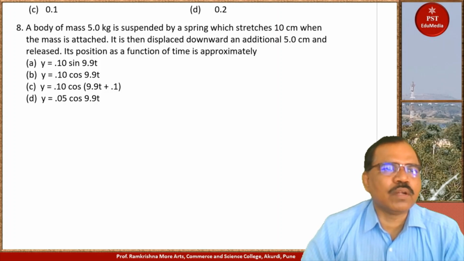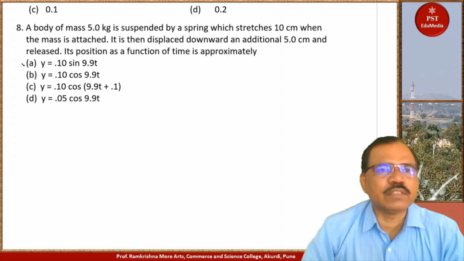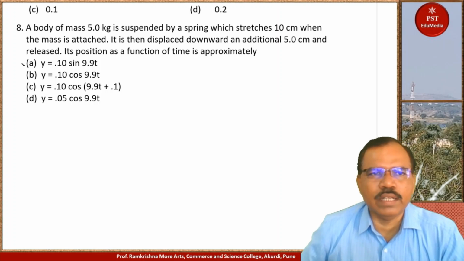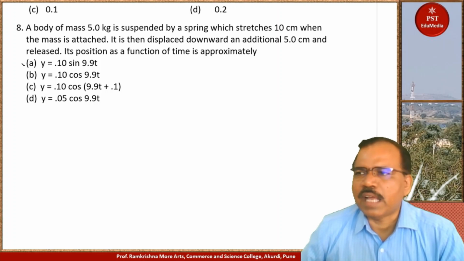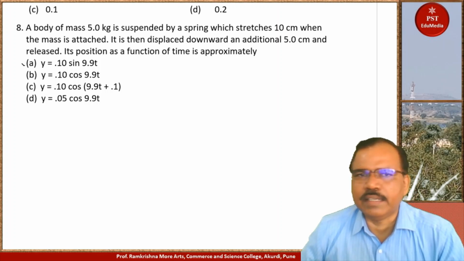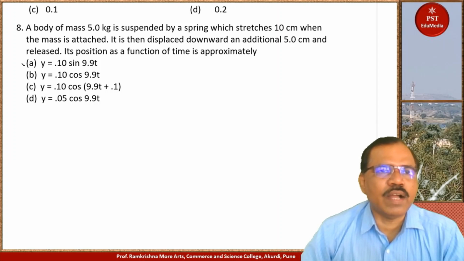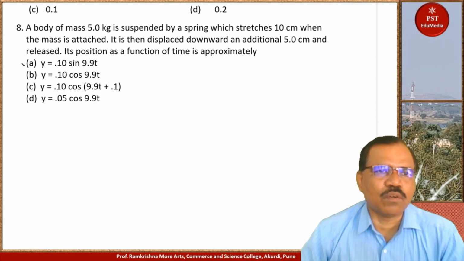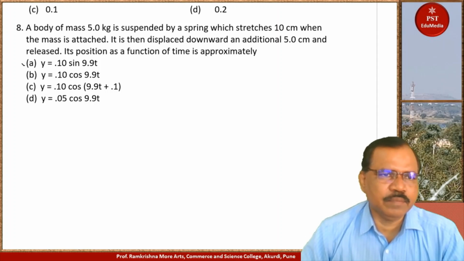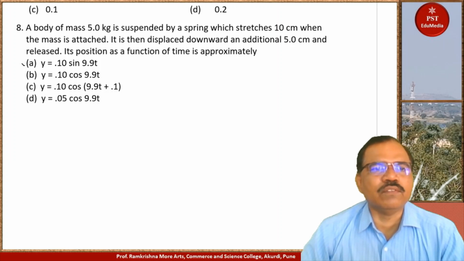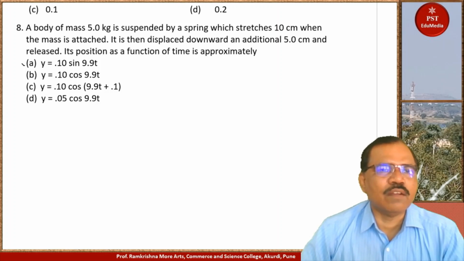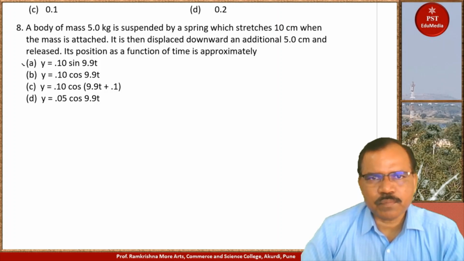So here 4 alternatives are given. First one is y equal to 0.10 sin 9.9 t. Second, y is equal to 0.10 cos 9.9 t. Third, y is equal to 0.1 cos 9.9 t plus 0.1, and fourth, y is equal to 0.05 cos 9.9 t.